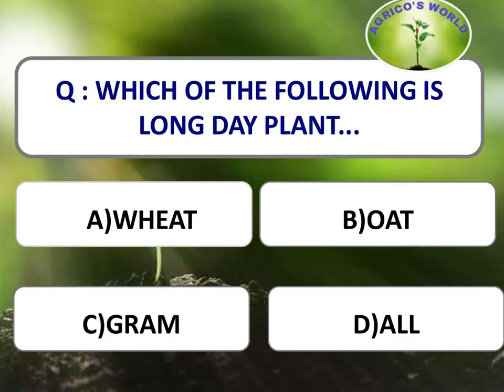Which of the following is a long day plant? Long day plants are the plants which usually require a longer duration of light for flowering than the critical length. And the examples of the long day plants are wheat, oat and gram.